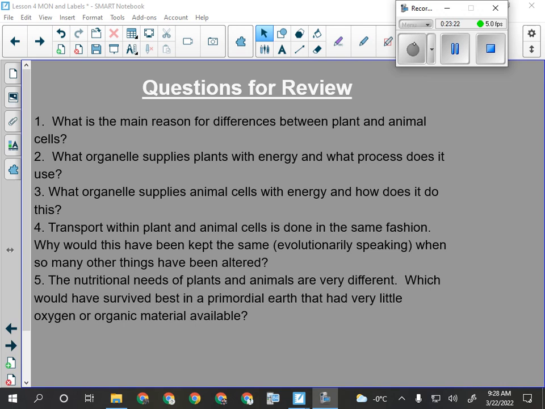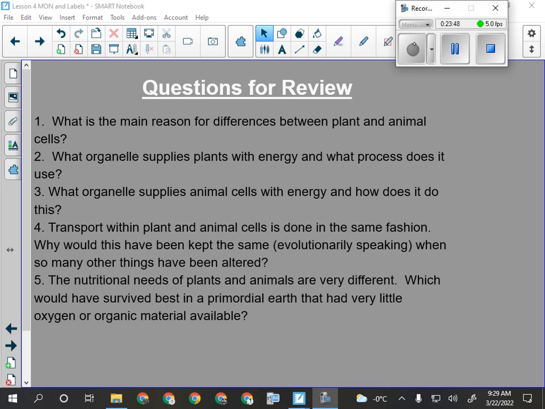Okay, number 4, transport within plant and animal cells is done in the same fashion. Why would this have been kept the same, evolutionarily speaking, when so many other things have been altered? All right, so this one, I wouldn't expect you to completely know the answer for this. It's simple and efficient. It's simple, it's efficient, okay, and from an evolutionary perspective, here's how natural selection works.